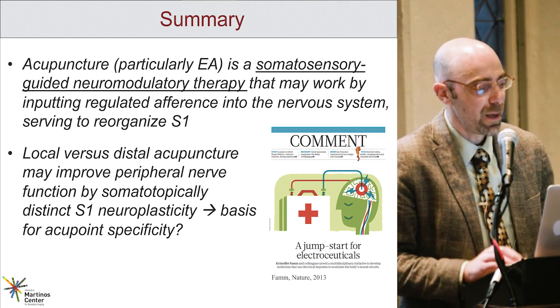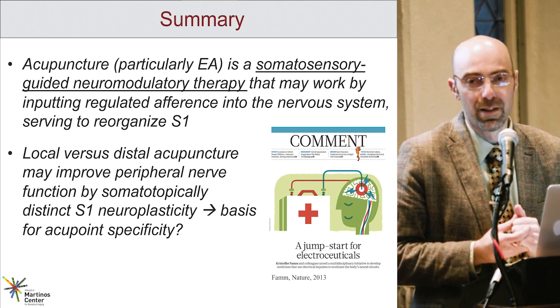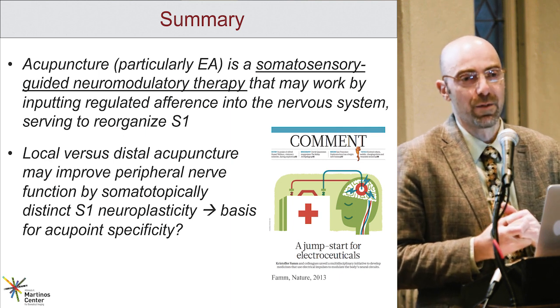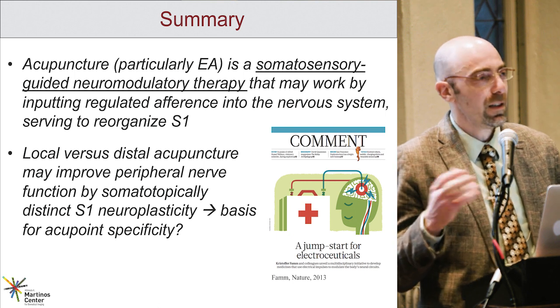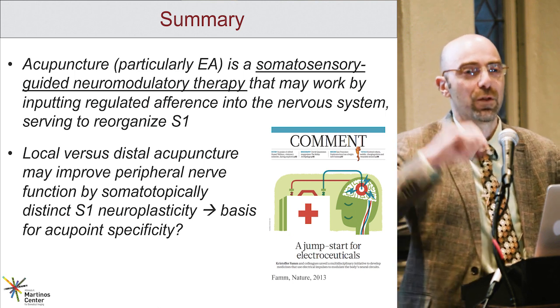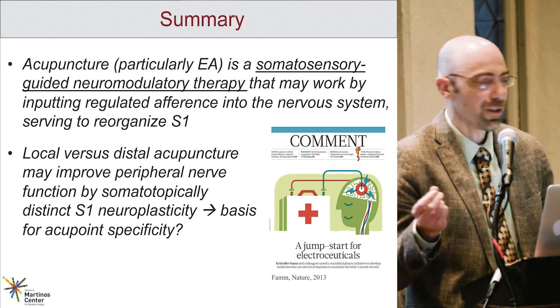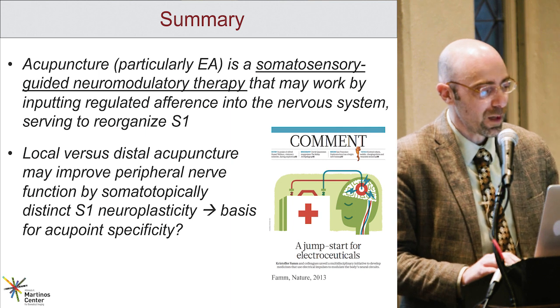Local versus distal acupuncture may improve peripheral nerve function by distinct mechanisms within S1. And the question here is, could this be a basis for acupoint specificity? Could the homunculus in the primary somatosensory cortex in the brain be the rationale for why different locations in the body, or different acupoints, might be more or less effective for different disorders? This is just a speculation, but I think it is very interesting.